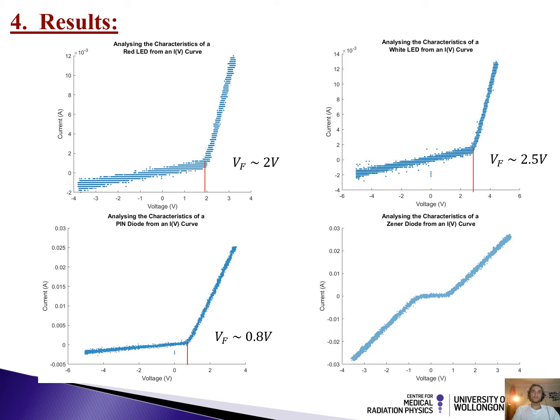As expected, the PIN diode has a similar shaped IV curve to the other two LEDs. The PIN diode recorded a threshold voltage of approximately 0.8 volts.